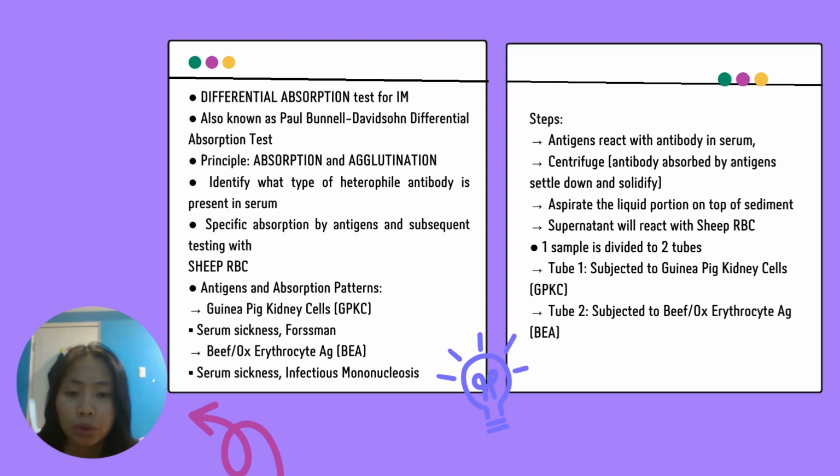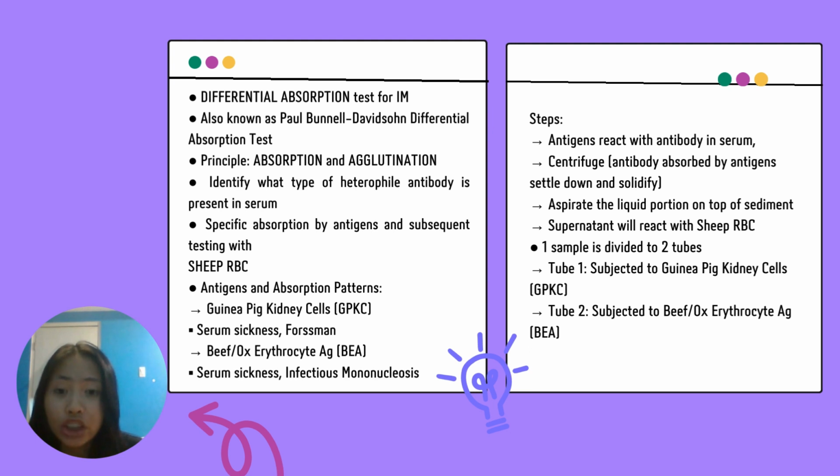The differential absorption test, or this Davidson test, is based on the principle that Forssman antibodies will be absorbed by guinea pig kidney cells, while the Epstein-Barr virus associated antibodies will be absorbed by beef erythrocyte antigen. This allows the test to determine which type of heterophile antibody is present in a patient's serum, which can help to diagnose infectious mononucleosis.